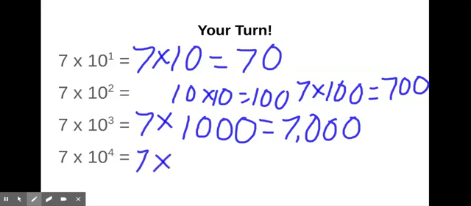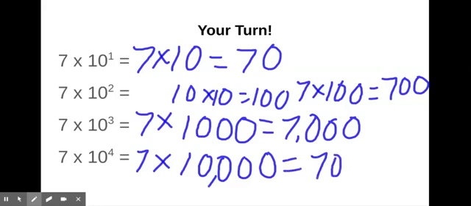We know that 7 times 10 to the fourth power means I need 4 zeros. So 7 times 10,000, which would give us 70,000. These are the sorts of problems you will see in your book today. Look back in this video if you need help.